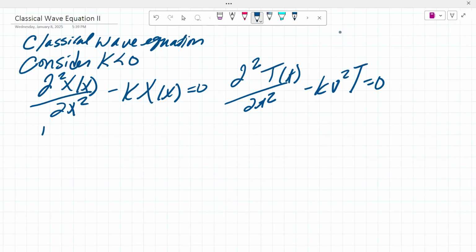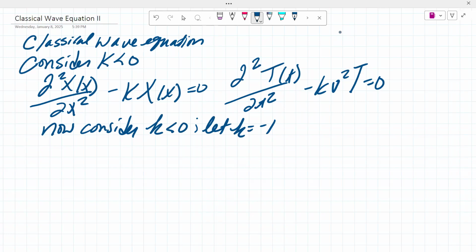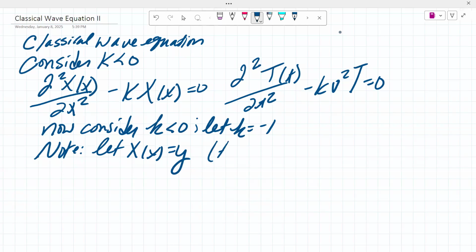So now consider k is less than 0. In other words, let k equal -1. Why not? So now we could also let X(x) equal y, just for simplicity. This is the y function.